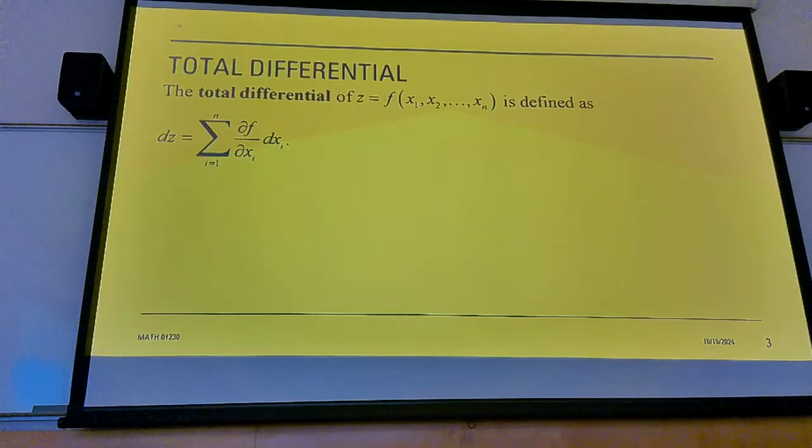This sum, does that go with just the partial derivative? i is the dummy variable. But is it the sum of everything to the right of the summation sign? Mm-hmm. Okay, thank you.